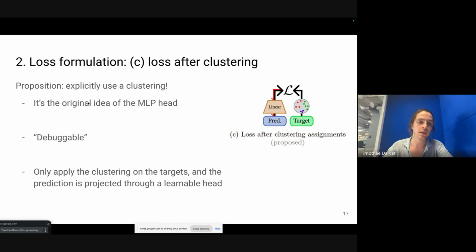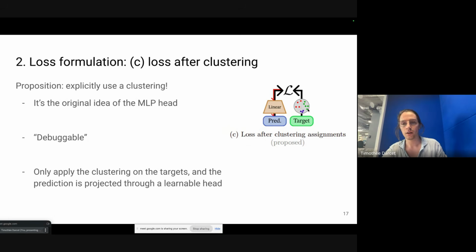What is very nice in that, apart from the fact that I'm just trying to reproduce the original idea of the MLP head, is that it's what I call debuggable, in the sense that I know what the components are supposed to do. This is supposed to produce a clustering. I can visualize this clustering. I just dump images with the clustering overlaid on top of the image and see if the clustering looks semantic. I can see if the clustering is sharp enough or if it's moving around too much, etc. So it is interpretable.